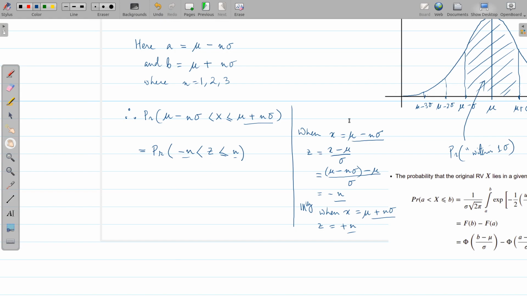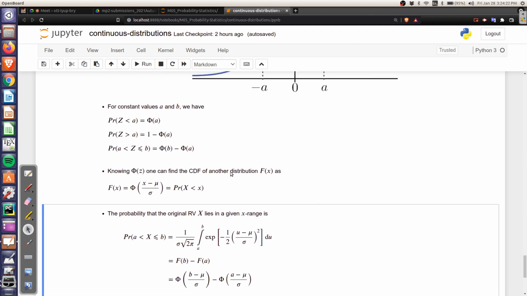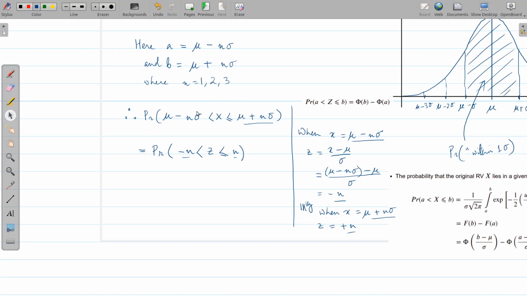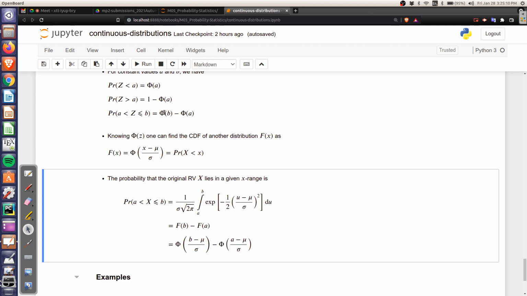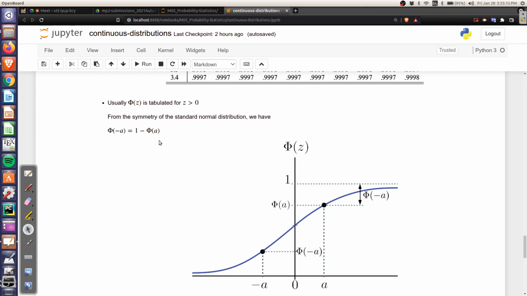Now I want to find this, and for that I'm going to use another result. If I want to find the probability that z lies between a and b, because we already know this is true for the CDF, it is just phi b minus phi a. So with a equal to minus n and b equal to n, we have phi n minus phi minus n. Now this is easy, because we already know that if I want the negative values, all you need to do is take 1 minus the corresponding positive value.